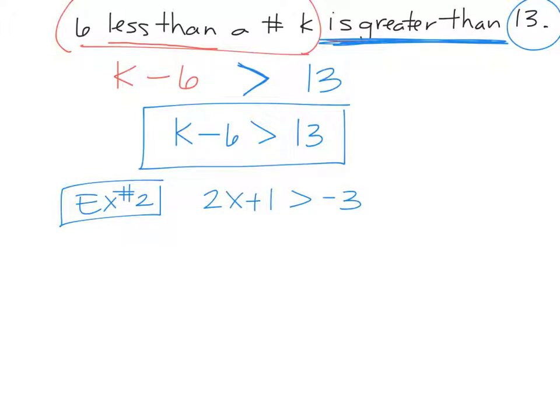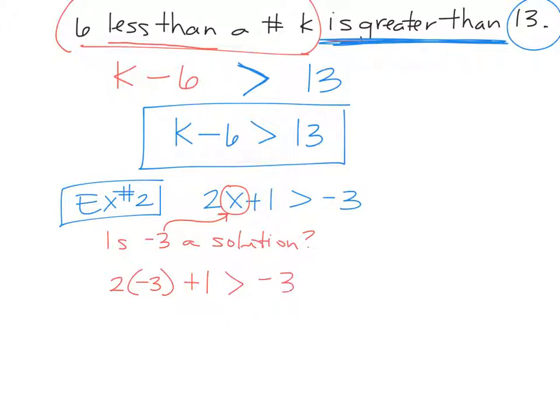And I say, is -3 a solution? Okay, how do you suppose you determine that? How do you figure out if -3 is a solution to this? What do you got to do? Plug it in, right? You're going to take that x and replace it with a negative 3. So we're going to say, is 2 times negative 3 plus 1 greater than negative 3?